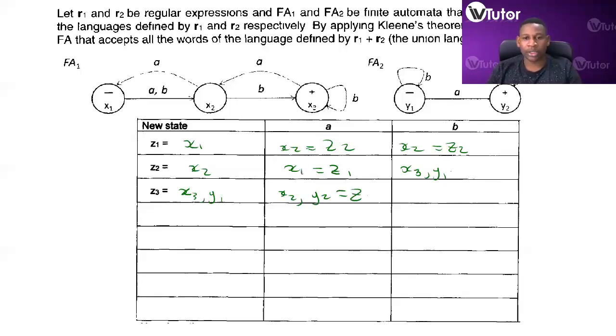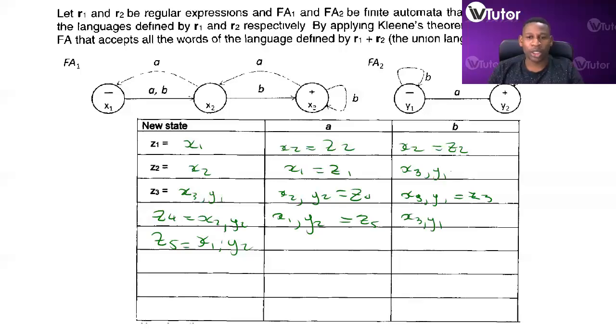This is Z4. So Z4 is X2, Y2. If you are in X3 and you encounter B, you stay in X3, Y1. If you are in Y1 and you encounter B, you stay in Y1, X3, which is equivalent to Z3. If you're in X2 and you encounter an A, you go to X1. If you are in Y2 and you encounter an A, you stay in Y2. So X1, Y2, we don't have, we have Z5 now. X1, Y2. So this is Z5. If you are now in X2 and you encounter a B, you go to X3, Y1. If you're in Y2 and you encounter B, you stay in Y2.